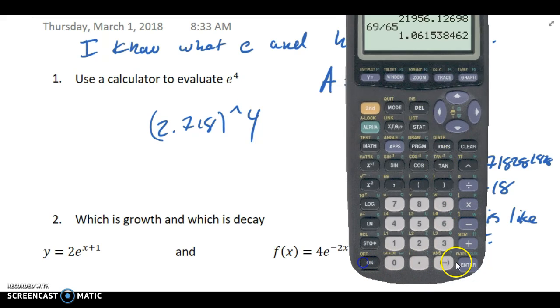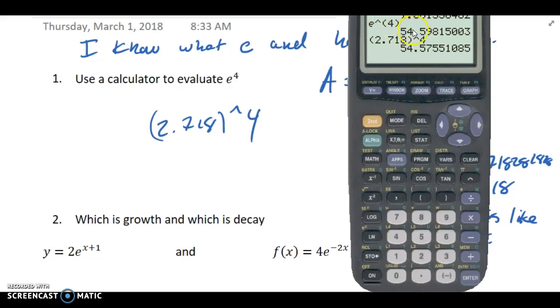All right, so here it is. Let me turn this on and clear it out so you can see it. There's this little yellow E here, so I can hit second E, and I get that E, put a 4 in, and hit enter to get my value. Or you can use 2.718 to the power of 4. Notice it's almost identical; we're just off by a little bit because it is rounded. If you can use the E, that's great, I'd rather use that. But if you want to round it, that's also fine with me. So I'm going to write 54.598, so 54.60 is the answer.